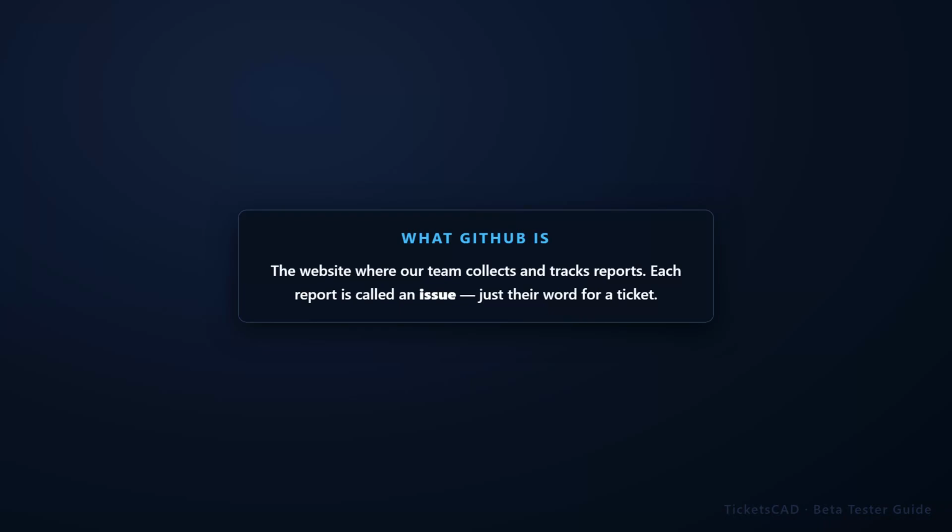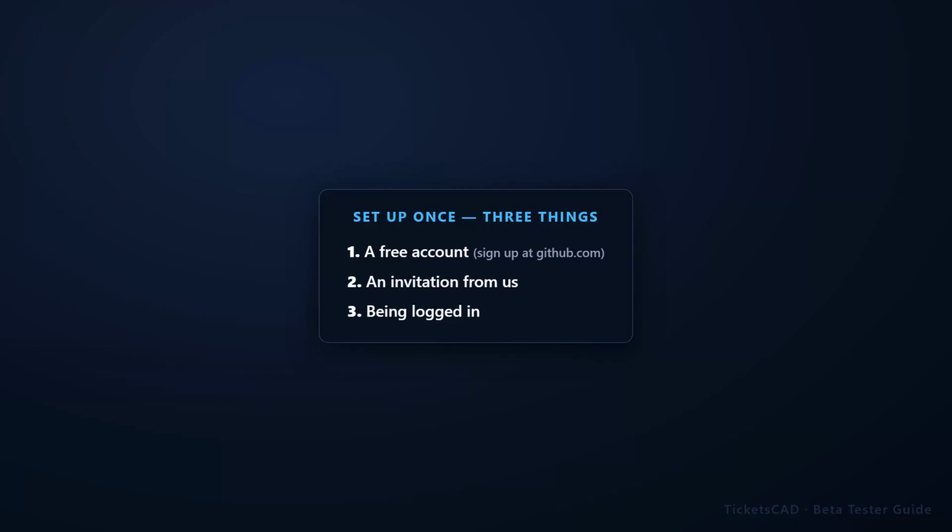GitHub is the website where our team collects and tracks these reports. Each one is called an issue, just their word for a ticket. Before you can post one, 3 things to set up once: a free account, an invitation from us, and being logged in. First, the free account.